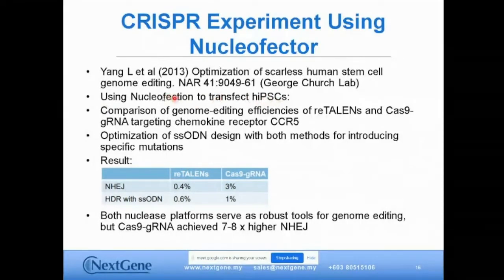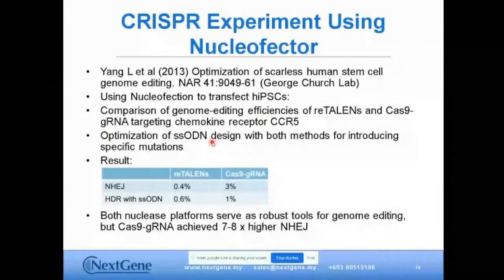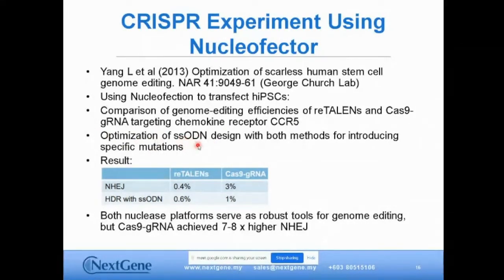The main thing about this particular study is that it's comparing genome editing efficiency of the TALEN versus Cas9 system. Both of them will be used to target the chemokine receptor CCR5. They actually want to have a specific modification, therefore they also co-transfect with the ssODN, the oligodeoxynucleotide.